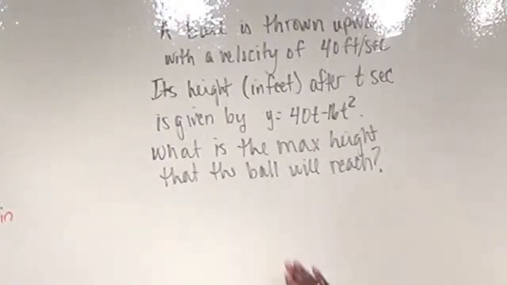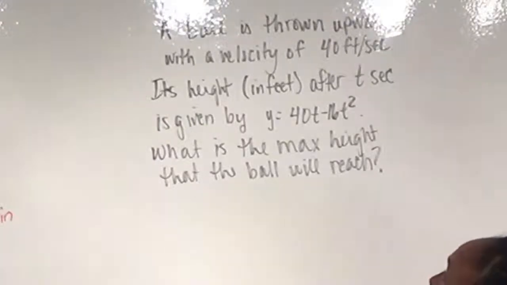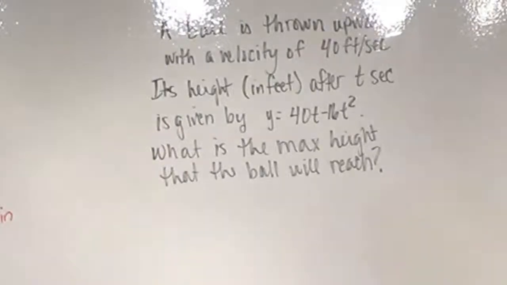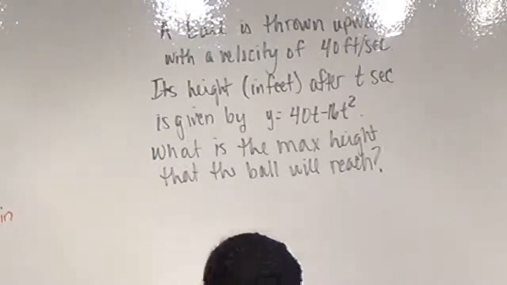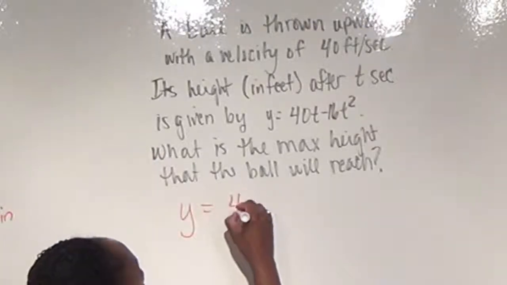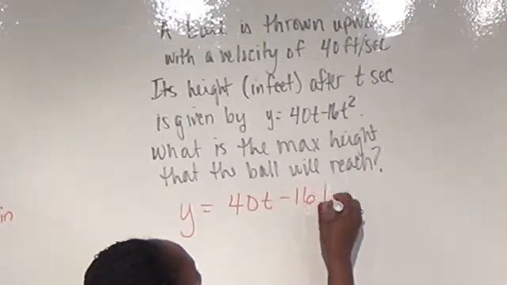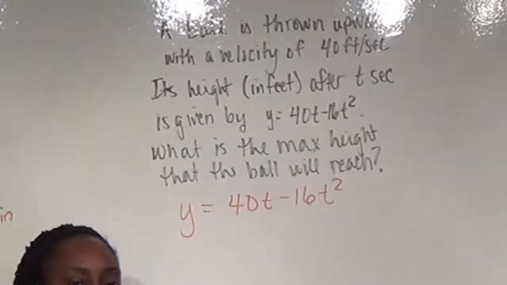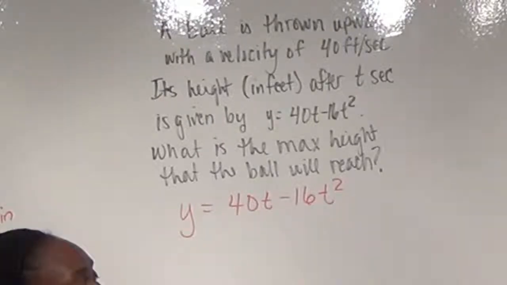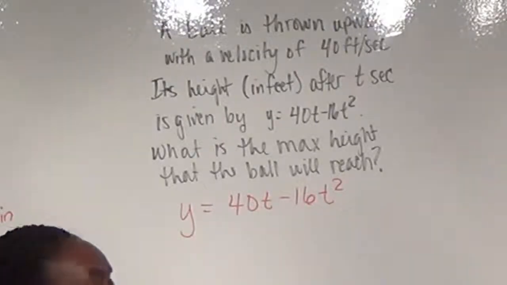In this first one, we've got a ball that is thrown upward with a velocity of 40 feet per second. Its height in feet after t seconds is given by y equals 40t minus 16t squared. We want to find the maximum height that the ball will reach. In this case, we're already basically given our function. We're told that y is equal to 40t minus 16t squared. Okay, so there's our quadratic. It's not in its standard form or its quadratic form, but we've got a square on our variables, so we know it's a quadratic.